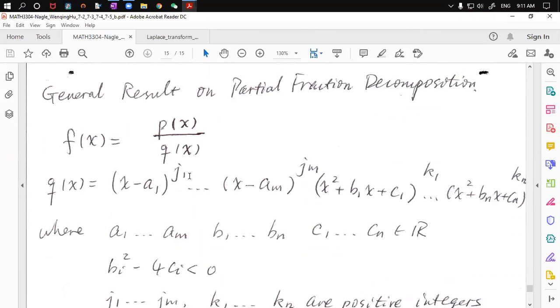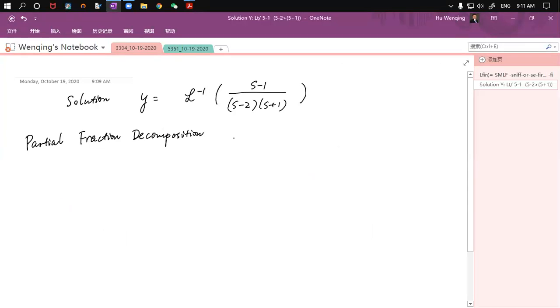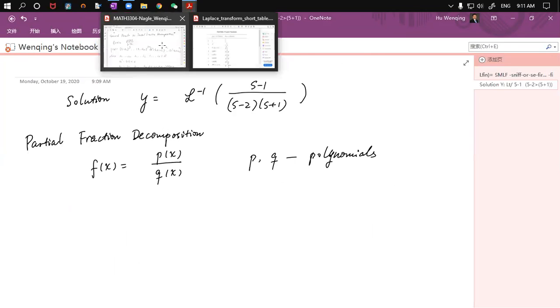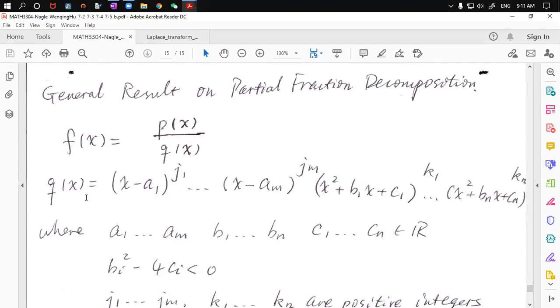So what is a partial fraction decomposition? It deals with functions f of x equal to p of x divided by q of x, where p and q are two polynomials. You have P of X divided by Q of X, where the Q of X can be decomposed.